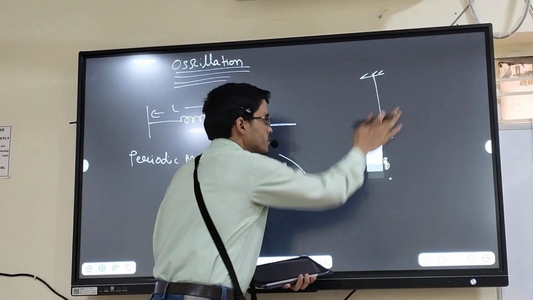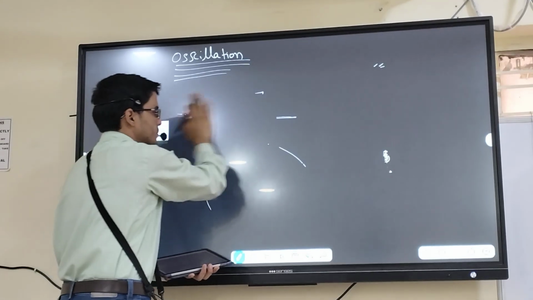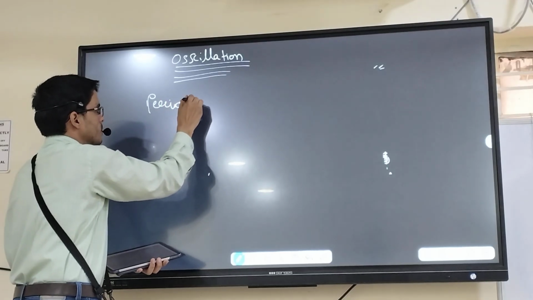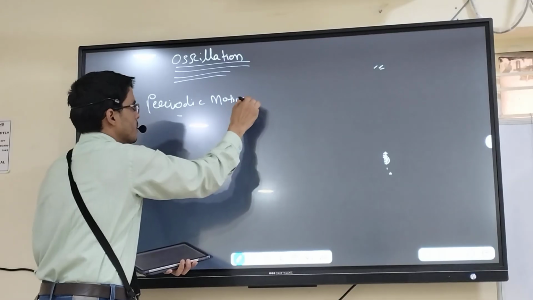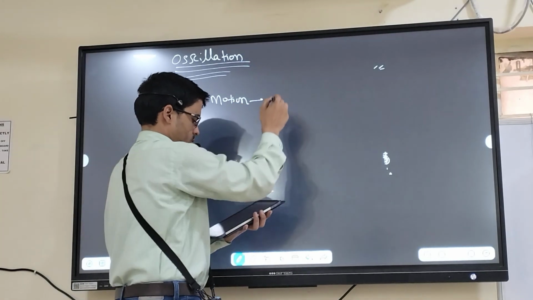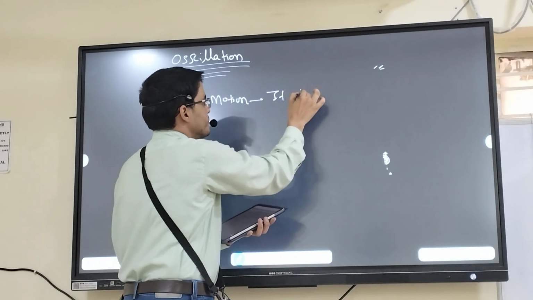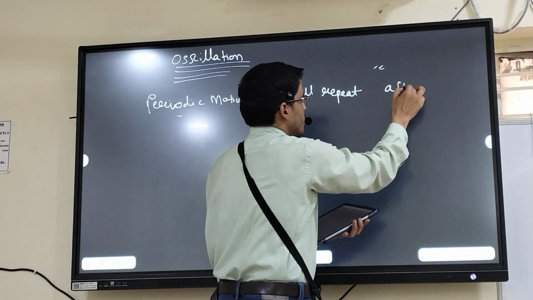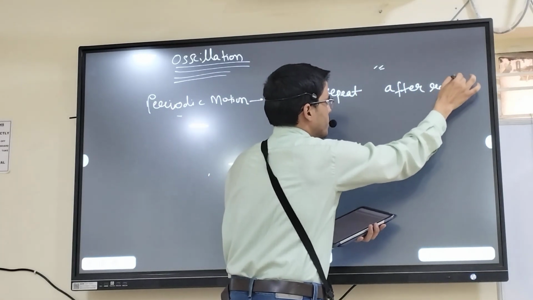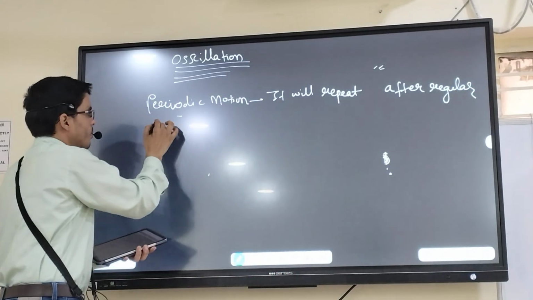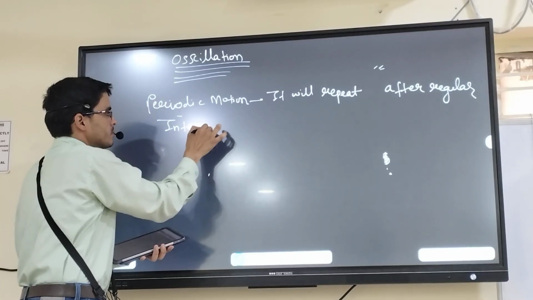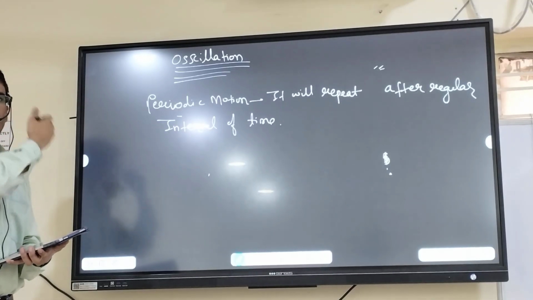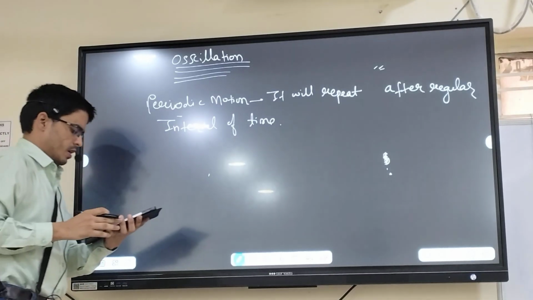Definition first. This diagram is not needed. Write: periodic motion. Definition: it will repeat after a regular interval of time. It will complete after a regular interval of time. Okay. Next.